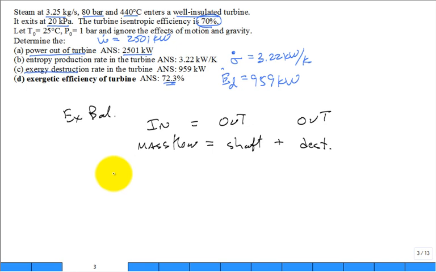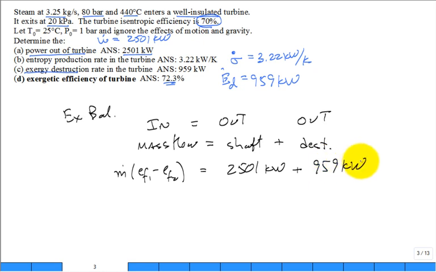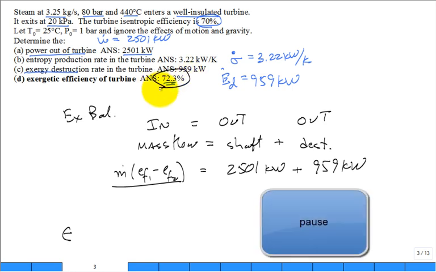Okay, so this is my mass flow rate, EF1 minus EF2. This is equal to the shaft. You know what? That was 2501 kilowatts, wasn't it? And what was it destroyed? 959 kilowatts, wasn't it? So what is the rate of exergy flow out of the fluid stream? The sum of those two. You add that up for me. Tell me what you get. And then once you add that up, give me the exergetic efficiency. Show me that it's 72.3%. I'm going to pause and walk around.